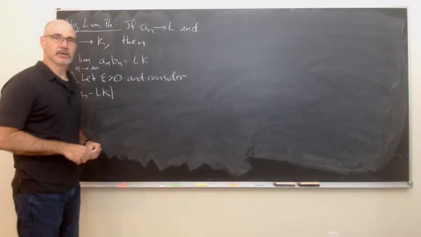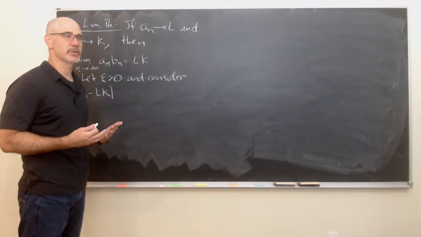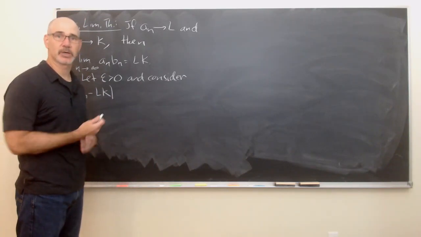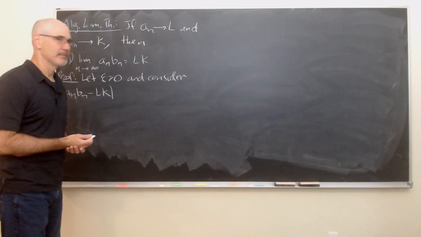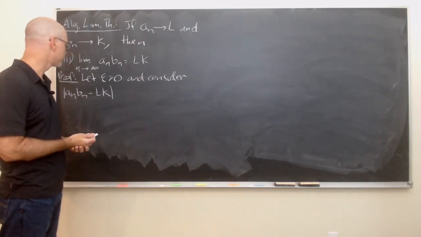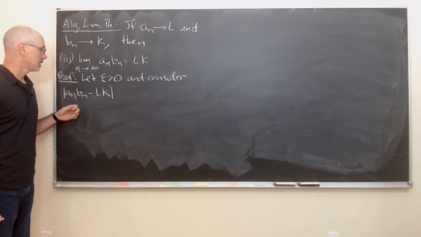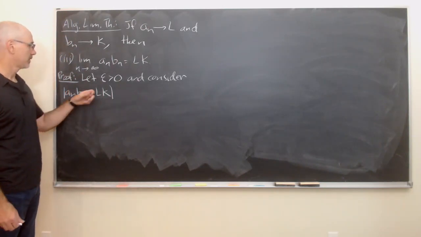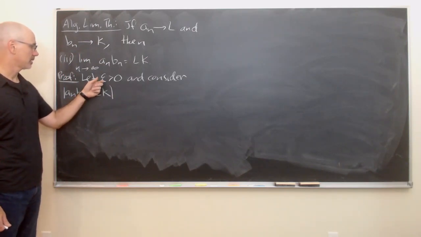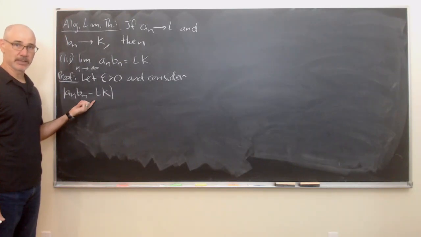So part 3 of the algebraic limit theorem asks us to show that the limit of the product is the product of the limits. Now, this proof will turn out to be a little trickier than the previous two, right? So we'll see why here in a minute. We're going to start the proof the same way we start all the others. Pick an epsilon bigger than 0 and consider the thing that needs to be made less than epsilon.